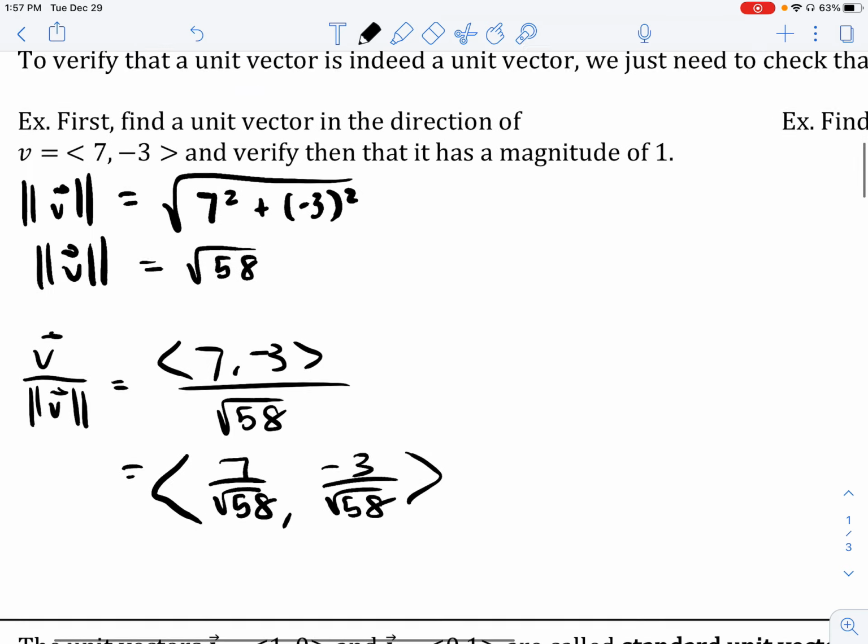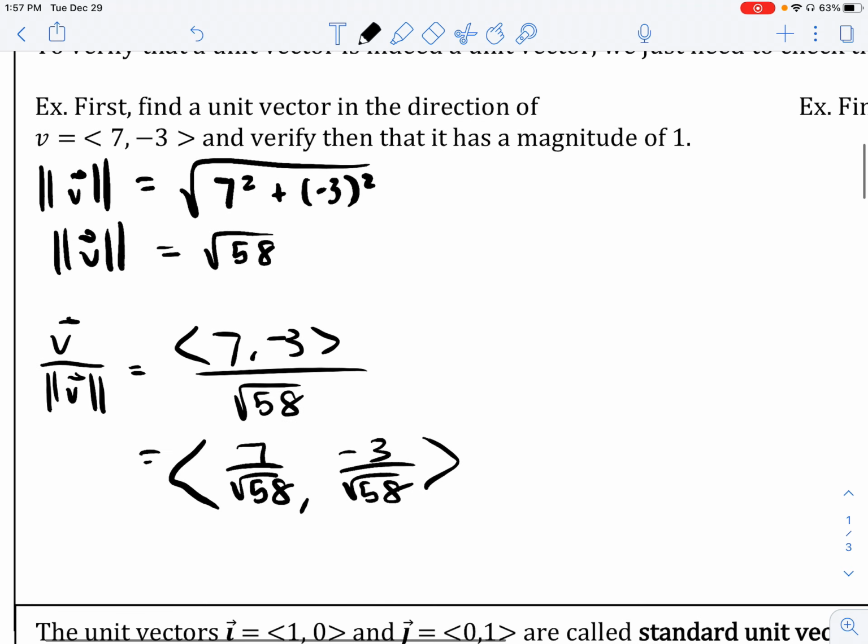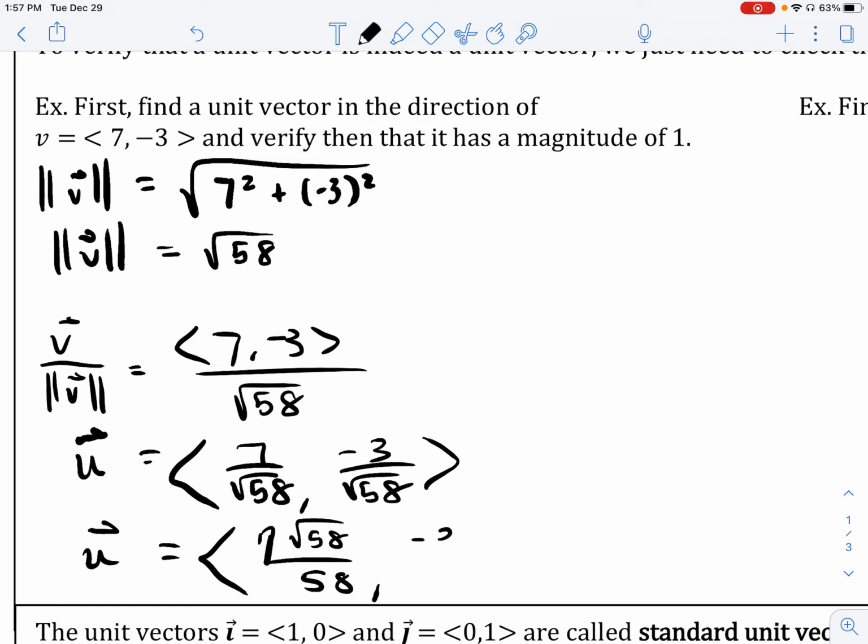So here is our unit vector, and I'm just going to call this unit vector u, just to indicate that it's our unit vector. This is a different vector. This is a vector that is going in the same direction as vector v, <7, -3>, but this vector simply has a magnitude of 1. We should be writing all of our vectors in simplified form. In other words, we should be rationalizing these. So this is 7 root 58 over 58, and then this would be -3 root 58 over 58.